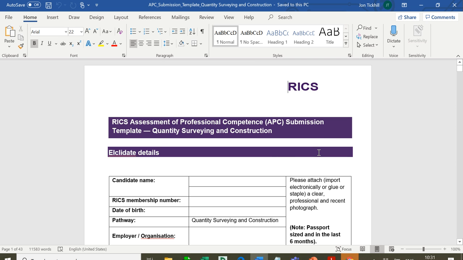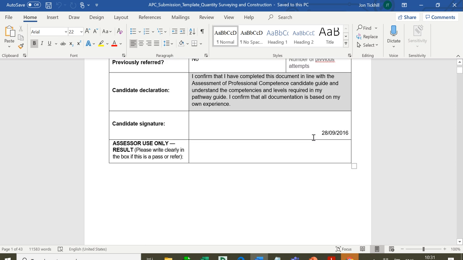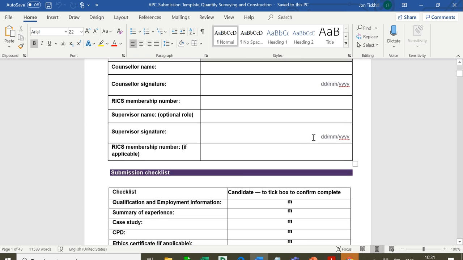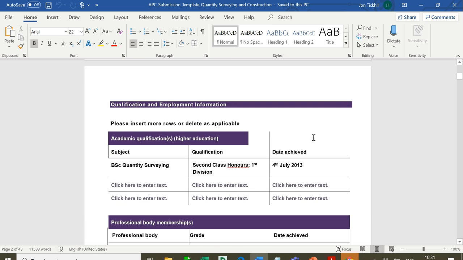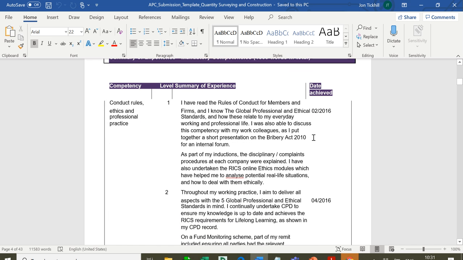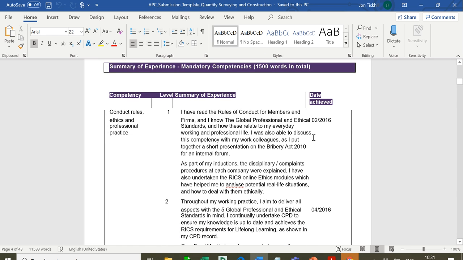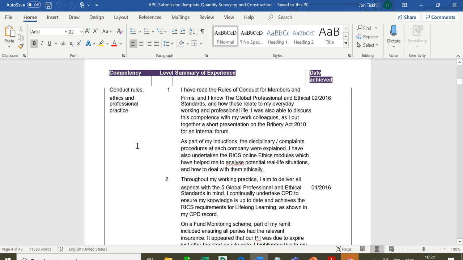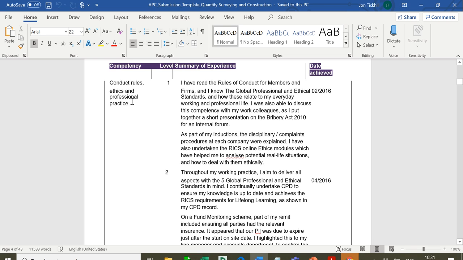So without further ado, let's take a look at this previous version of a submission document that was submitted by a colleague that I helped a number of years ago. So I'm just first of all scrolling down to the summary of experience, looking at the mandatory competencies. So the first competency we'll take a look at is the conduct rules, ethics and professional practice.